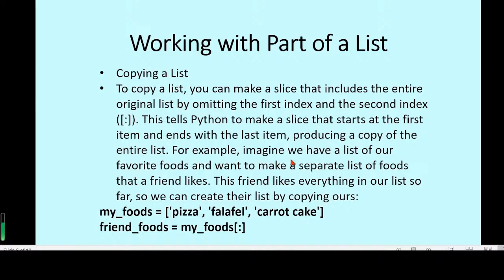For example, imagine we have a list of our favorite foods and want to make a separate list of foods that a friend likes. This friend likes everything in our list so far, so we can create the list by copying ours. So this is my foods list, and we can also create a friend's foods list using the bracket and colon. So my friend's foods list has the same items as my foods list.